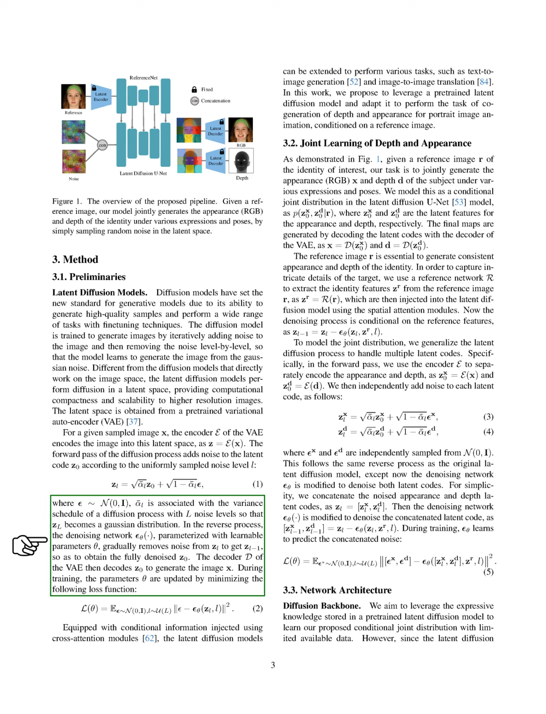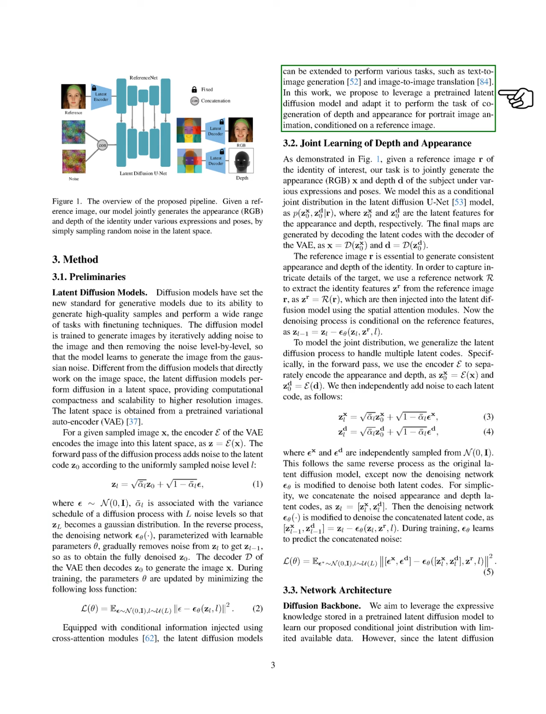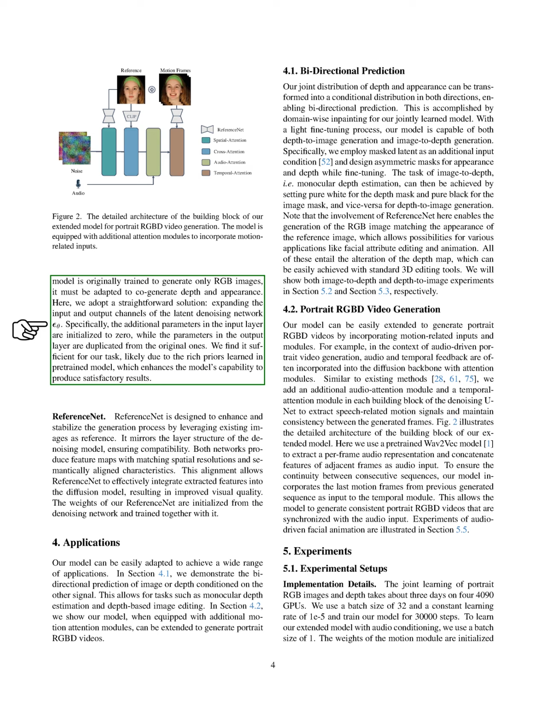Section: Diffusion Backbone. In this section, we aim to utilize the valuable knowledge from a pre-trained latent diffusion model to learn our proposed conditional joint distribution, even with limited data. Since the original model is designed to generate only RGB images, we need to modify it to also produce depth and appearance. Our solution is straightforward. We expand the input and output channels of the latent denoising network. We initialize the new input parameters to 0 and duplicate the output parameters from the original model.